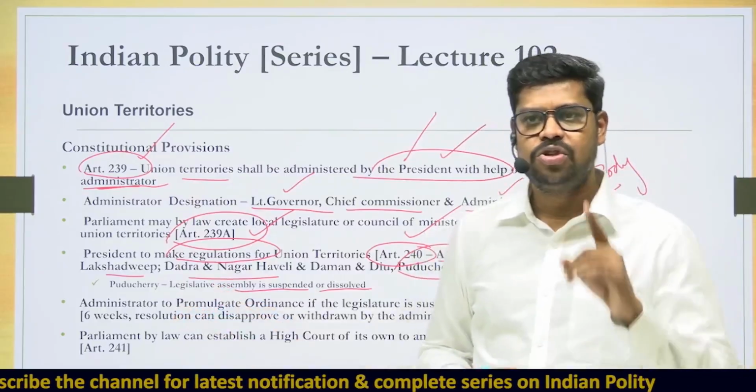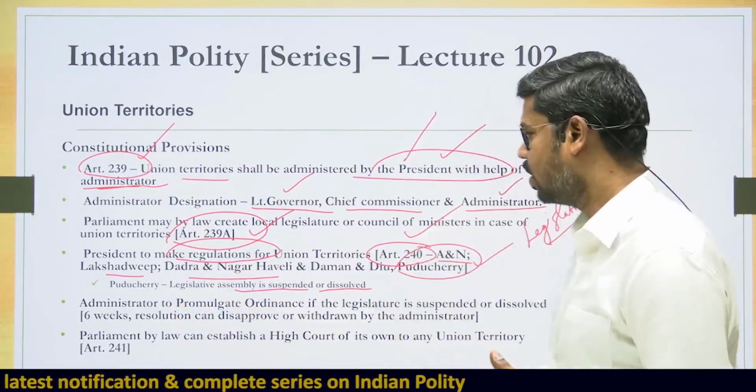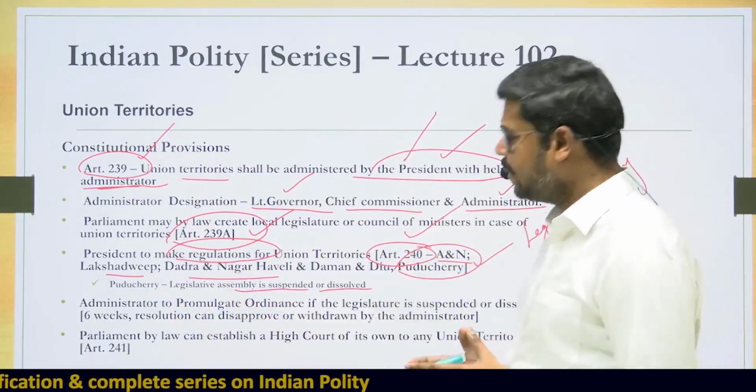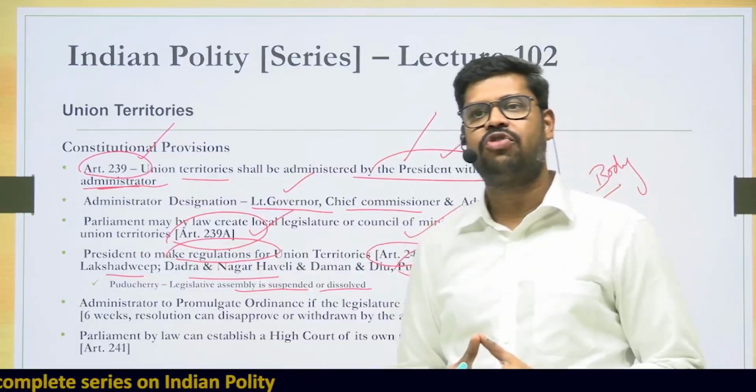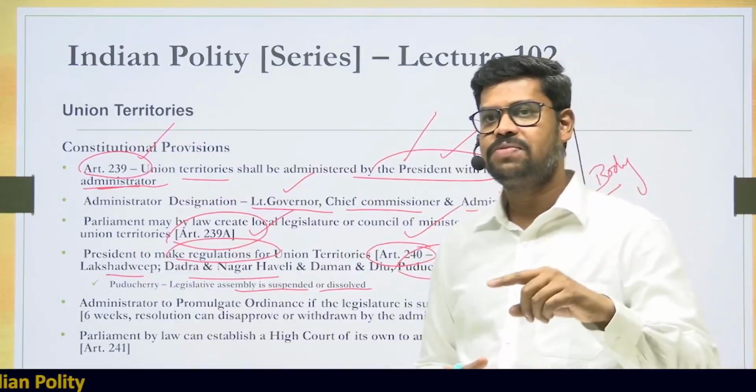But in case of Puducherry, when can he do that? Only when the legislative body is not functional. Okay, so that is what you will have to understand. Apart from that, there is also a provision for the administrator to promulgate an ordinance. Can you give me an answer to this particular question?